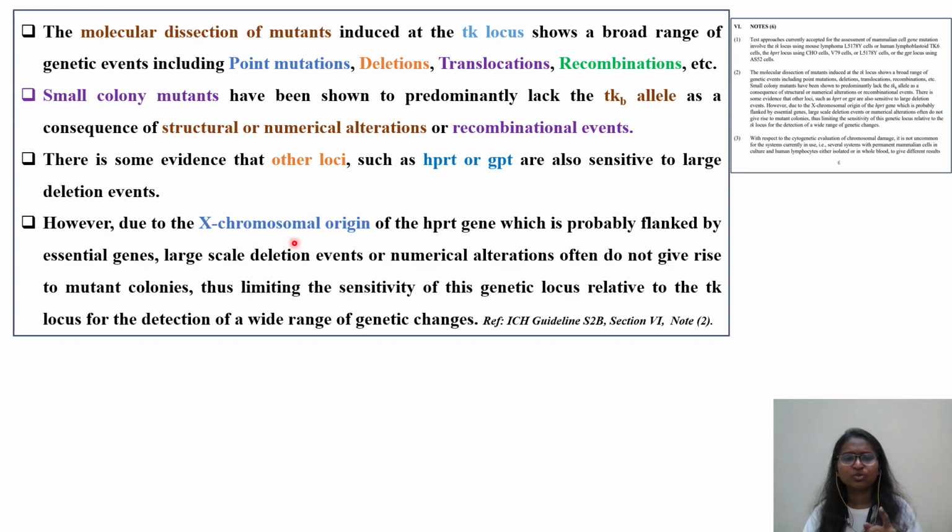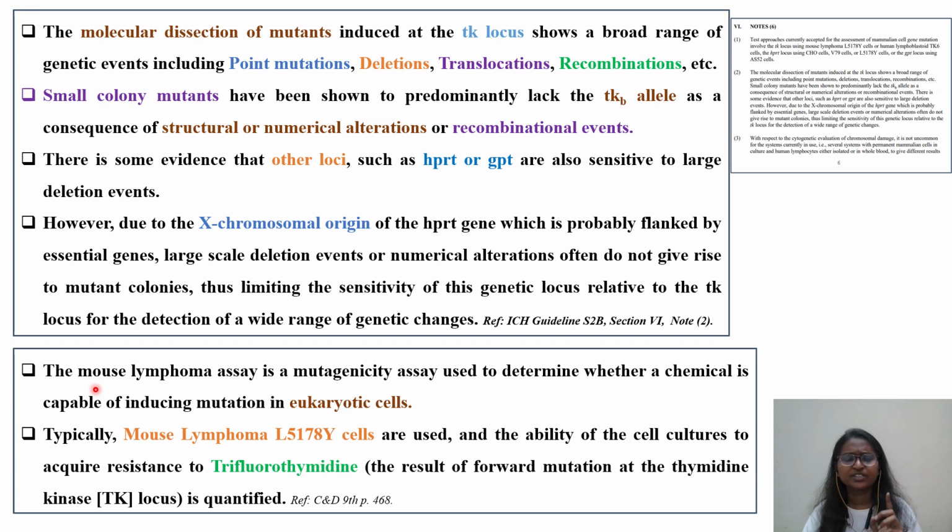However, due to the X chromosomal origin of the HPRT gene, which is probably flanked by essential genes, large-scale deletion events or numerical alterations often do not give rise to mutant colonies, thus limiting the sensitivity of the genetic locus relative to the TK locus, the TKB allele, for the detection of a wide range of genetic changes. So this is the mechanism or the background behind this one. Okay, TKB allele. Let's understand it in more detail.